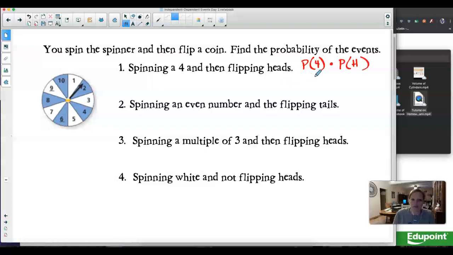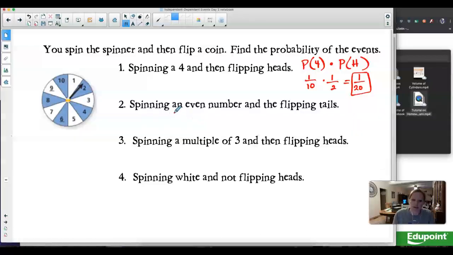So the probability of spinning a 4 is 1/10. The probability of flipping heads on a coin is 1 out of 2. So the probability of those two things happening is 1/20th. And you would leave your answer as that fraction.